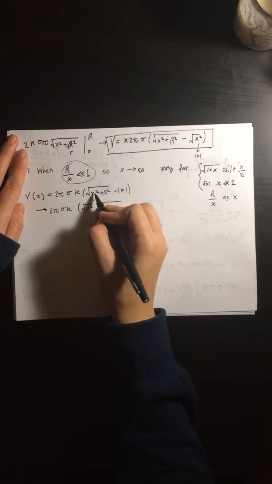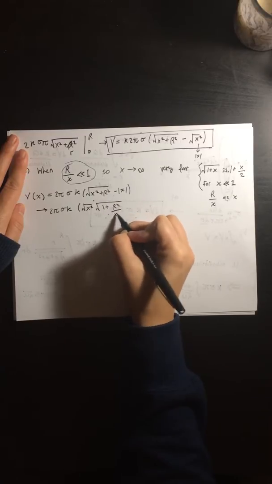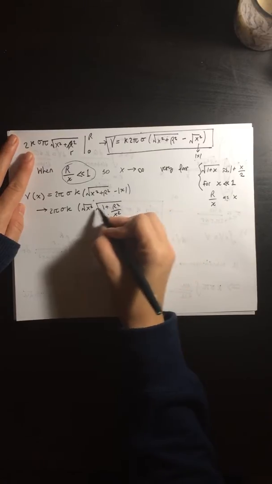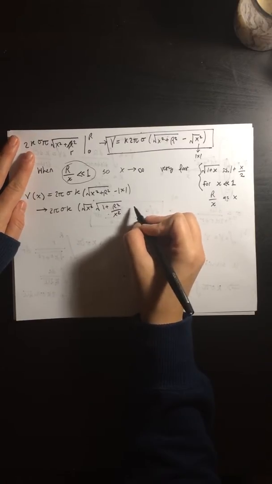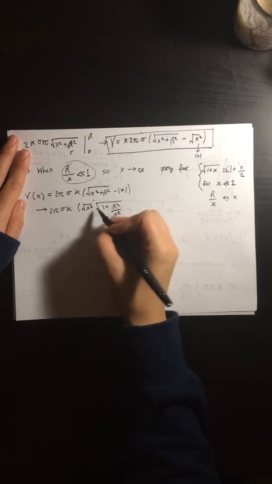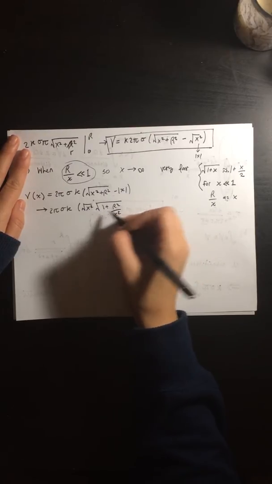pull out an x squared, right? So we can do that, and then we can get a 1 plus r squared over x squared, we pulled that out, from just this side. And then, actually, we're pulling out a square root of x squared, so that's really pulling out an x.